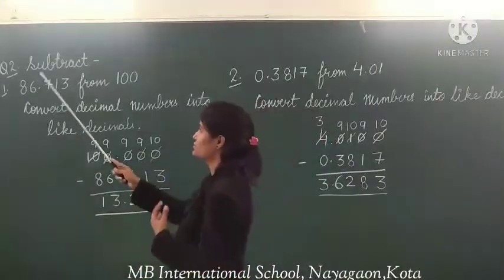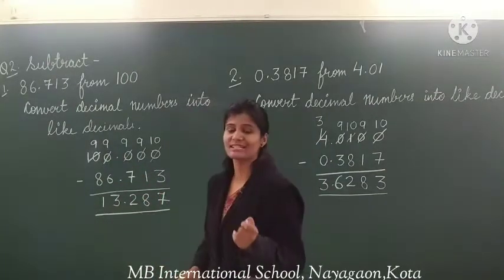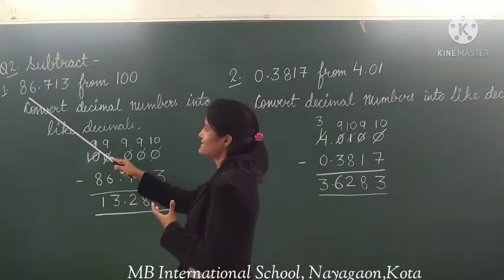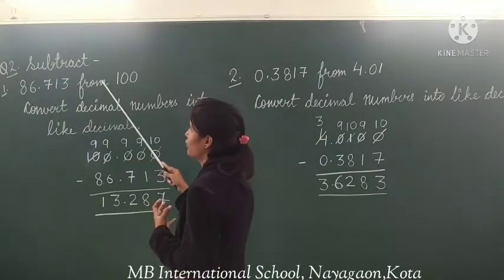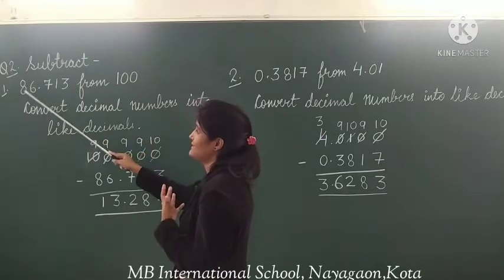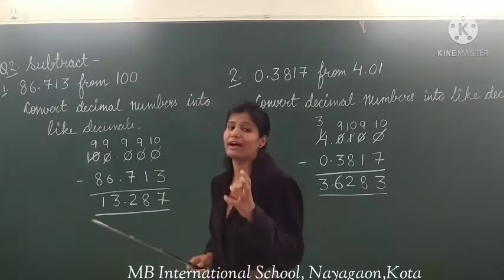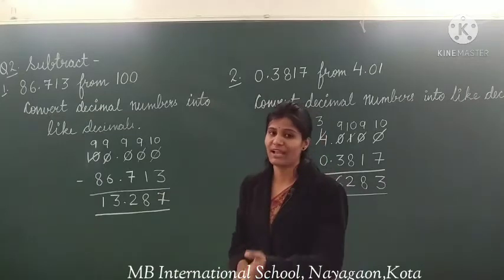Now question number 2, subtract. Now you have to subtract the decimal numbers. Decimal numbers को कैसे subtract करते हैं. Question number 1, subtract 86.713 from 100. Again first you have to convert decimal numbers into like decimals.